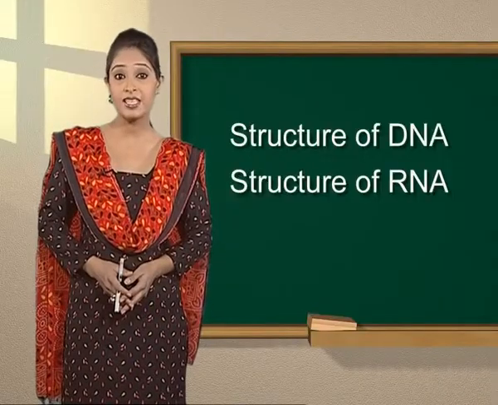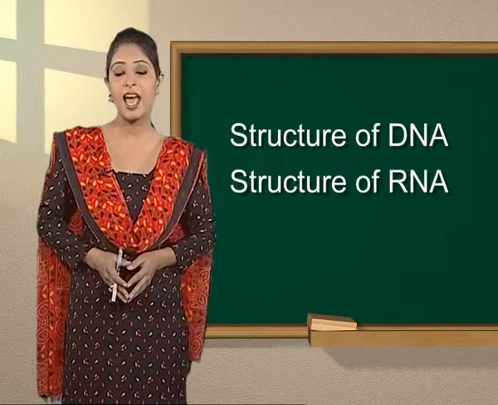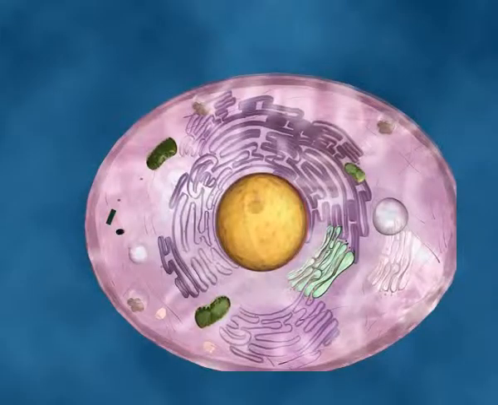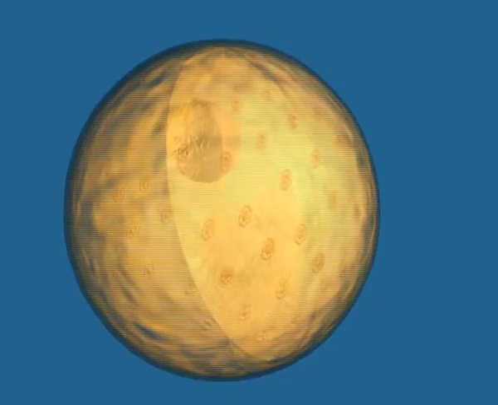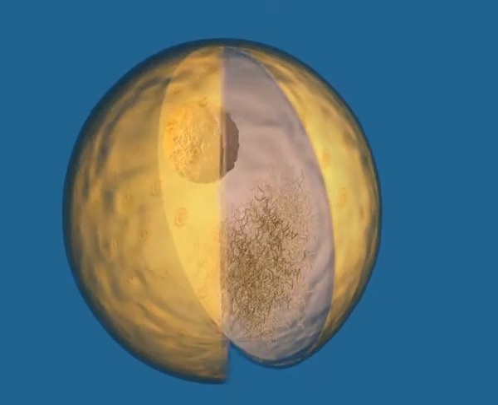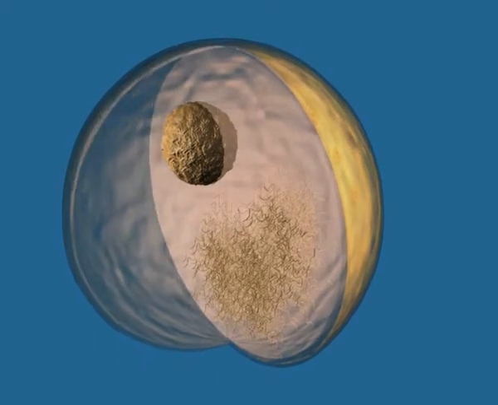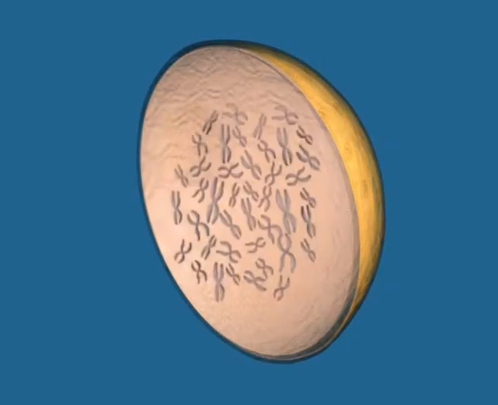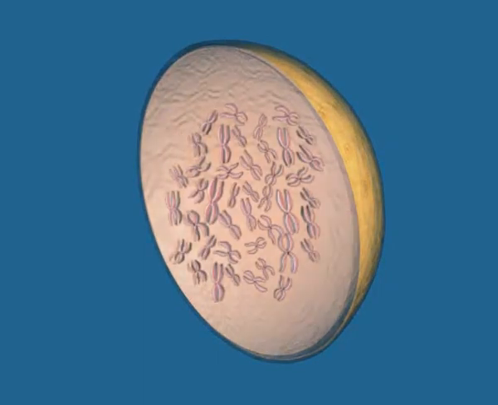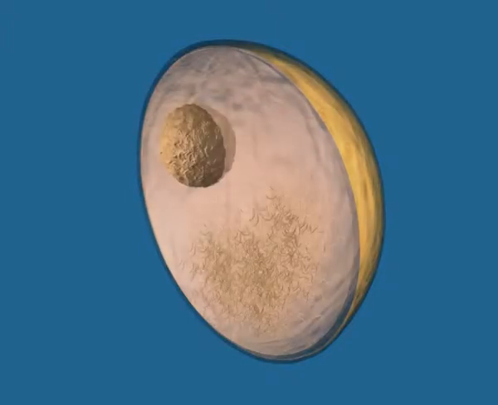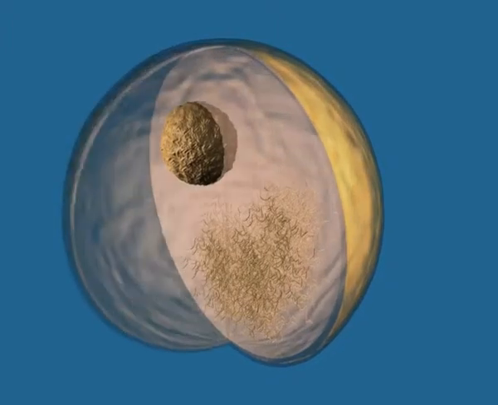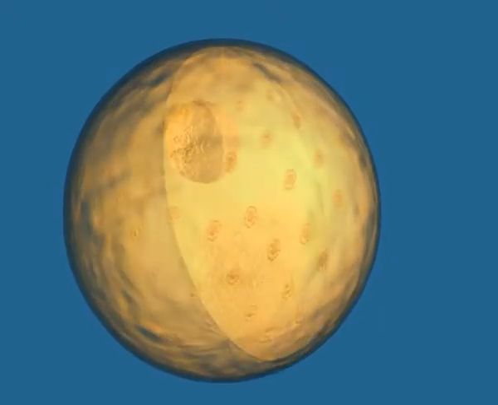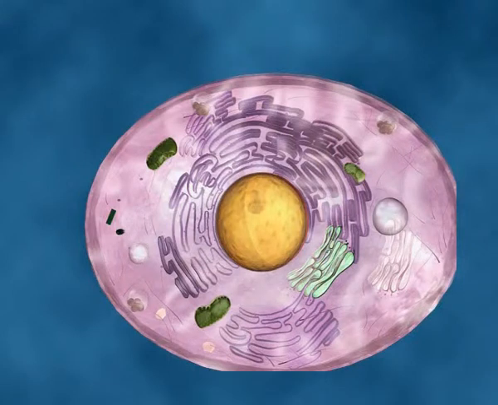Let us recall where this DNA is present in our body and how it looks like. We know that nucleus contains chromatin material, and just before cell division, this chromatin material gets condensed to form chromosomes. Here you can see a cell prior to cell division. In the nucleus of this cell, the chromatin material condenses to form chromosomes.